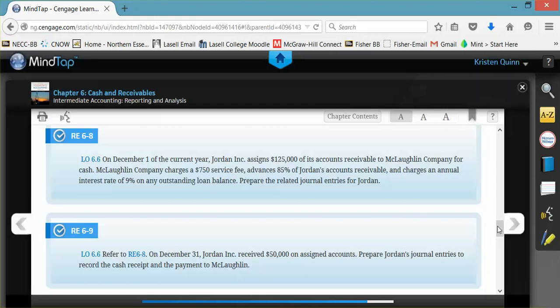So for the example, in review exercise 6-8, it tells us that on December 1st of the current year, Jordan Inc. assigns $125,000 of its accounts receivable to McLaughlin Company for the cash. McLaughlin Company is going to charge a $750 service fee and advances 85% of Jordan's accounts receivable and charges an annual interest rate of 9% on any outstanding loan balance. And we need to prepare our journal entries for securing this loan.